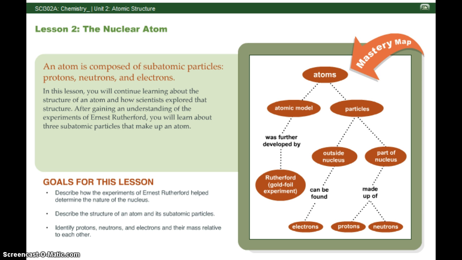Describe the structure of an atom and its subatomic particles. Identify protons, neutrons, and electrons and their mass relative to each other. So, we have atoms. The atomic model was further developed by Rutherford using his gold foil experiment. Atoms are made of particles. Outside the nucleus can be found electrons, and the particles inside the nucleus, or part of the nucleus, are the protons and the neutrons.